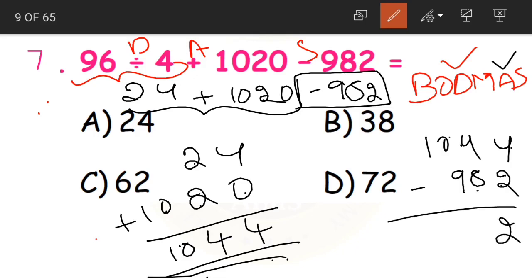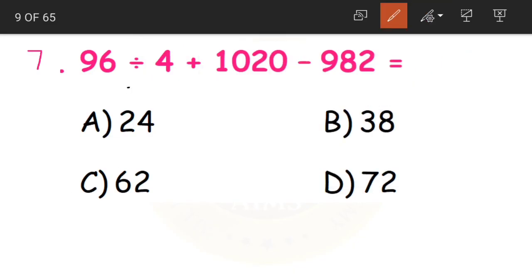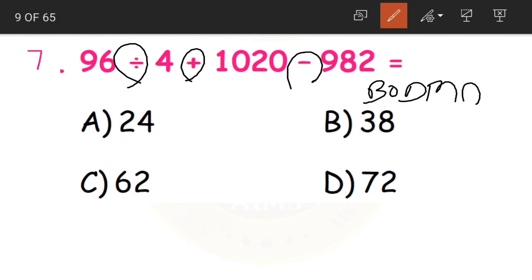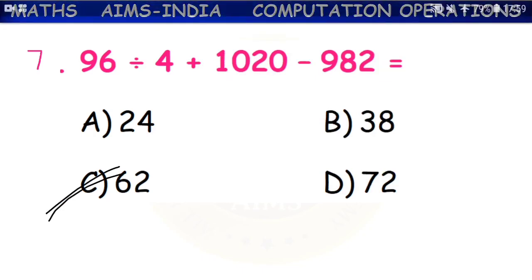4 minus 8 is not possible. So we'll borrow. 14 minus 8, 6. 9 minus 9, 0. And 0 minus nothing is again 0 here, right? So what is the answer? 62 is our answer, option C. Now how did we solve this? Using the BODMAS rule. BODMAS: Brackets, Of, Division, Multiplication, Addition and Subtraction. Clear, children? The correct answer is option C, 62.